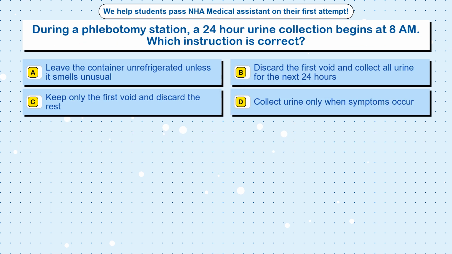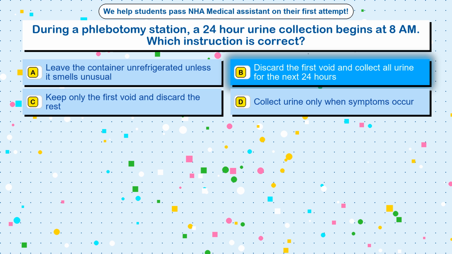Question 86. During a phlebotomy station, a 24-hour urine collection begins at 8 a.m. Which instruction is correct? Option A. Leave the container unrefrigerated unless it smells unusual. Option B. Discard the first void and collect all urine for the next 24 hours. Option C. Keep only the first void and discard the rest. Option D. Collect urine only when symptoms occur. The correct answer is option B.